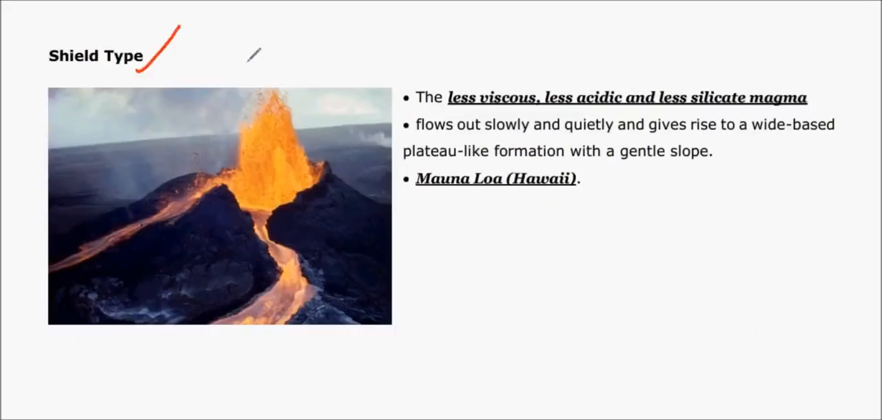The next kind is shield type volcano, in which the lava doesn't explode, it just flows out very smoothly, and this lava is very less viscous and less acidic and less silicate. Thus, less viscous simply means that it flows nearly just similar to water, that is, it travels long distances and ends up cooling at places far away from the volcano, thus giving rise to various landforms like plateaus. And one example for this kind of volcano is Mauna Loa in Hawaii, that is America.